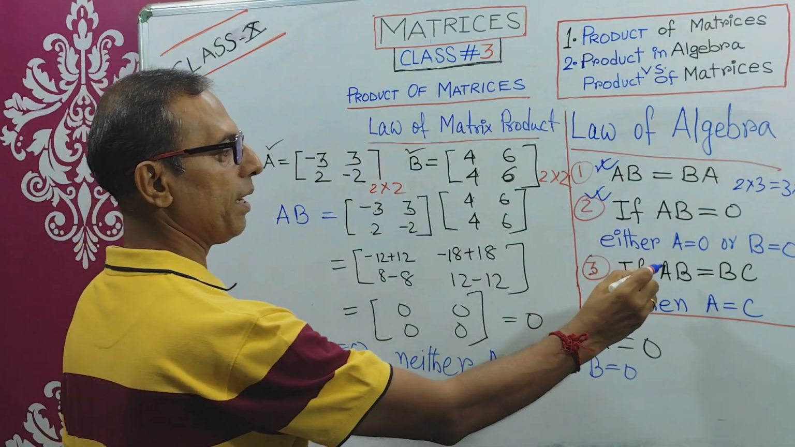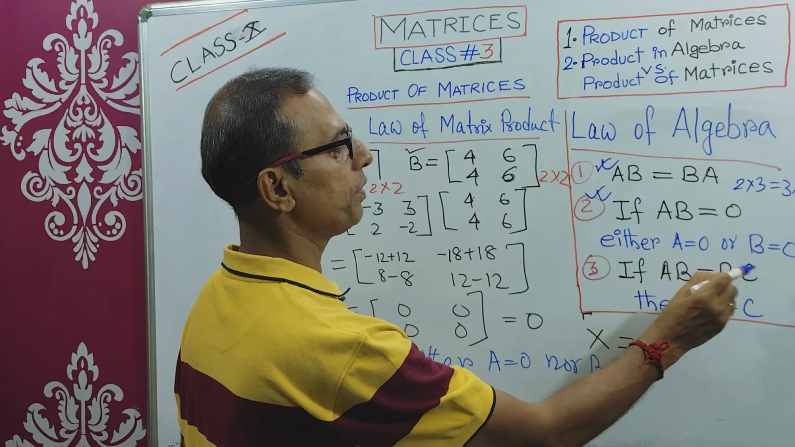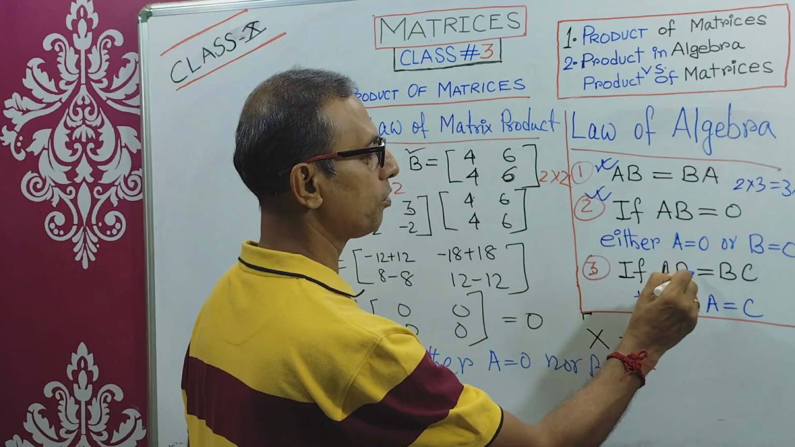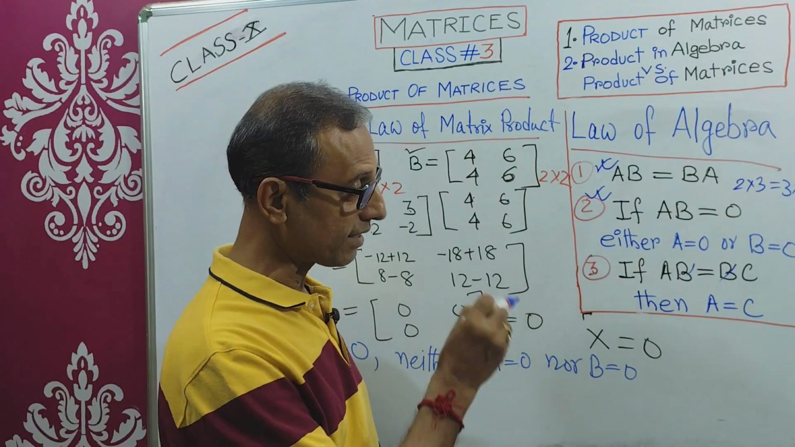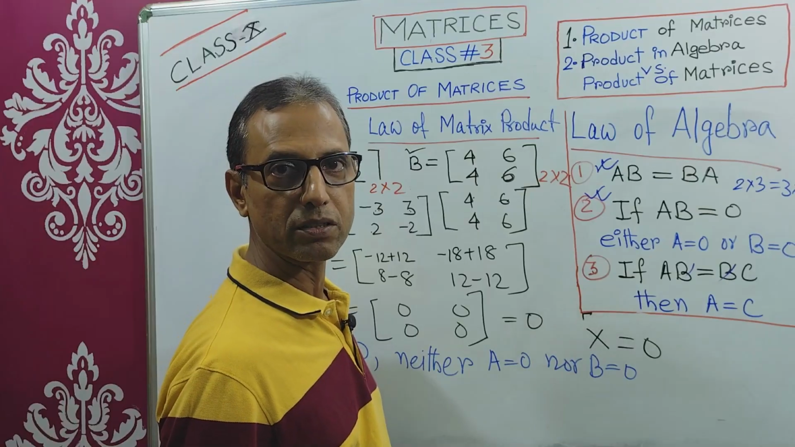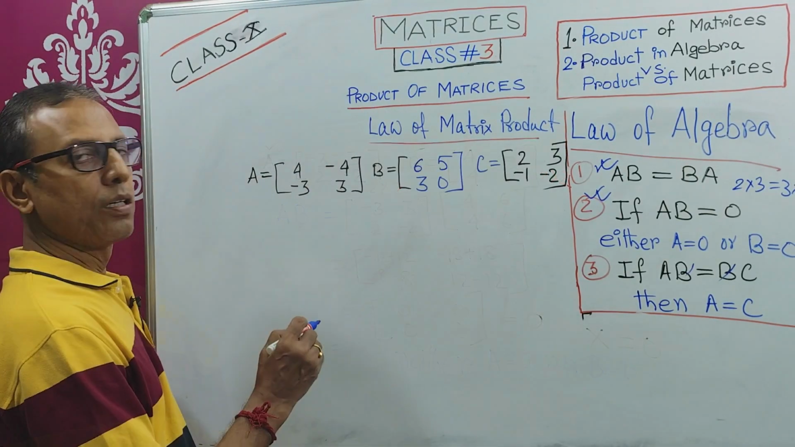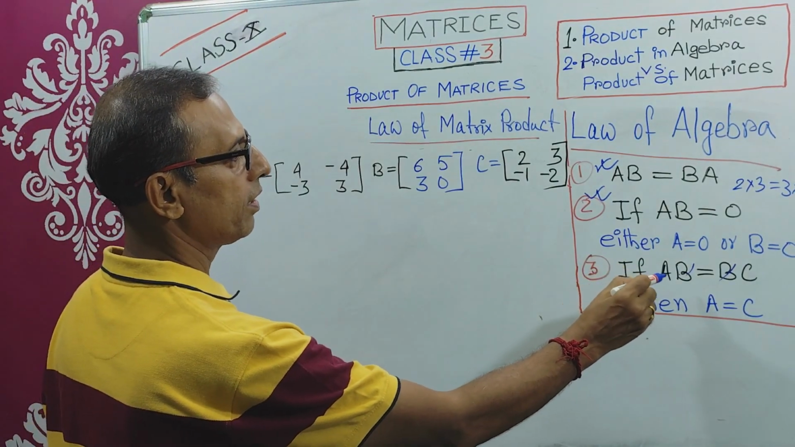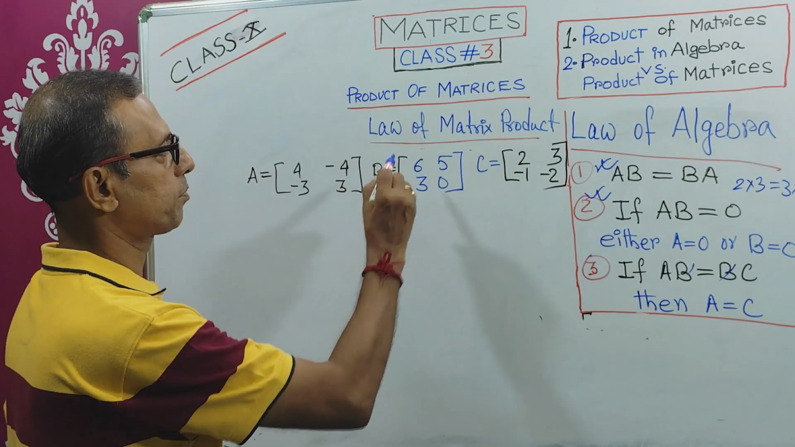The next one. If AB equals BC, according to algebra, what do we know? If AB equals BC, then you cancel B, then A equals C. How do we do that? You cancel these two, B and B cancel, then A equals C. This cancellation rule is not applicable for the product of matrices. Okay? Now, we will prove this third law of algebra. The cancellation rule is not applicable for matrix product, right?